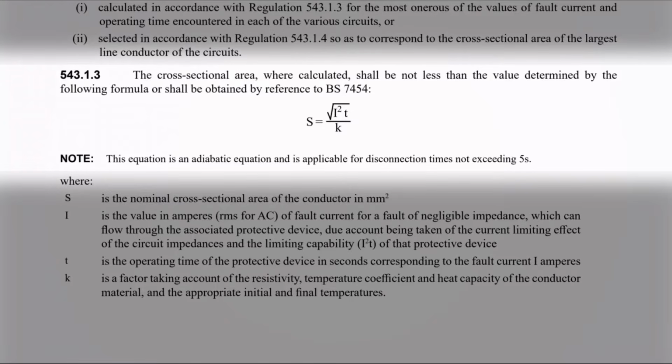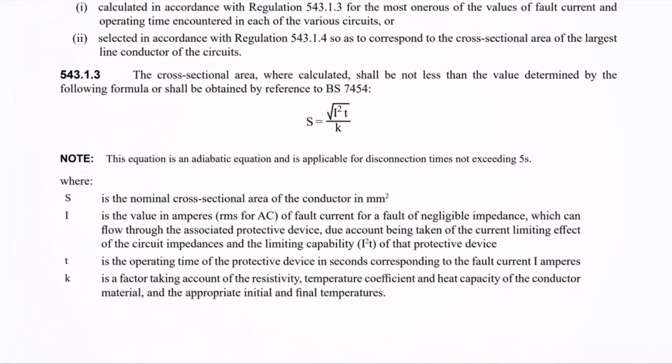Then it introduces this rather formidable looking formula that we are going to absolutely own by the end of this video. S equals the square root of I squared multiplied by T, divided by K. It then tells us in a note that this equation is an adiabatic equation and is applicable for disconnection times not exceeding 5 seconds. You may hear this equation referred to as the adiabatic equation, and it's because of this note. Adiabatic just refers to a process in thermodynamics where a process that should produce heat happens so quickly that no heat is transferred into or out of the system.